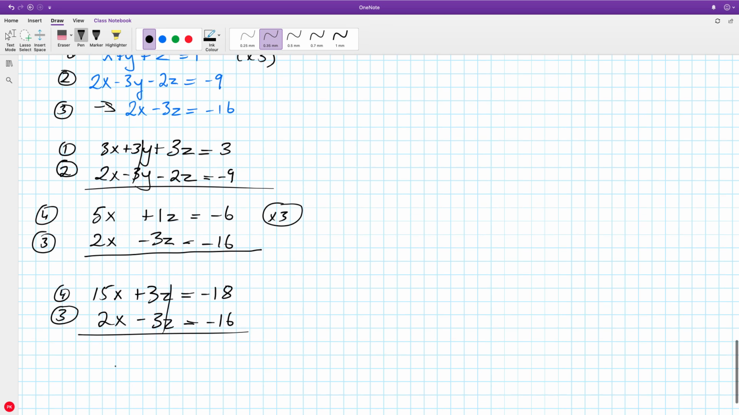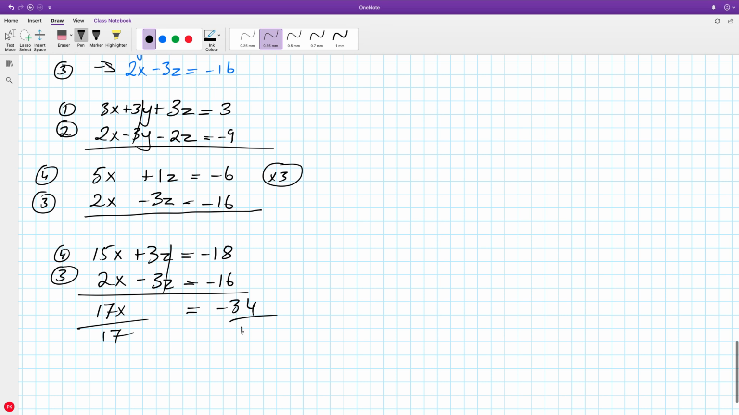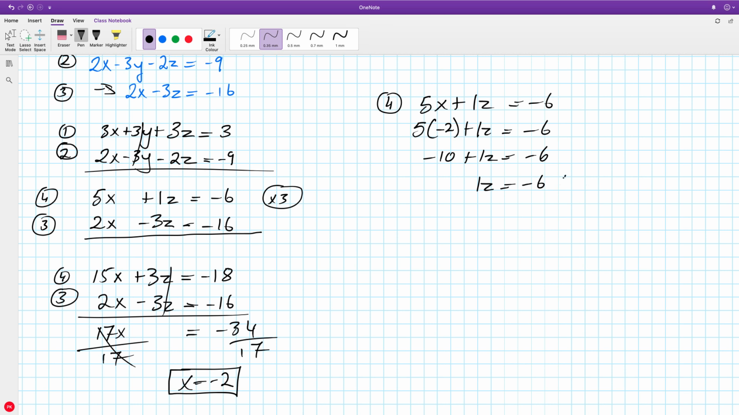The z's are gone. 15x and 2x is 17x is equal to minus 34. Divide across by 17. x is equal to minus 2. Sub that back into either one of these and it'll work. I'm going to sub back into 4. 5x plus 1z equals minus 6. 5 times minus 2 plus 1z is equal to minus 6. Minus 10 plus 1z equals minus 6. 1z is equal to minus 6 plus 10. z is equal to 4.